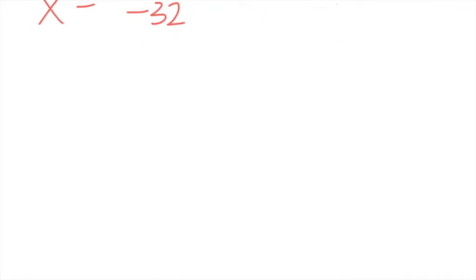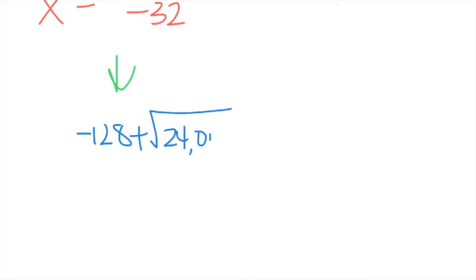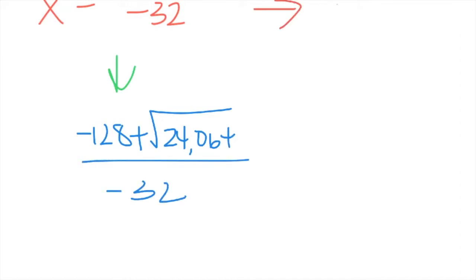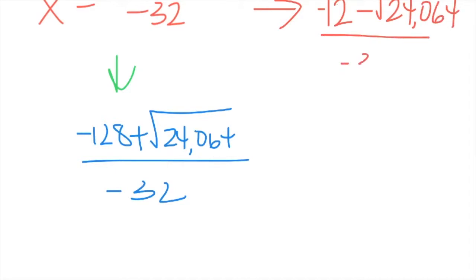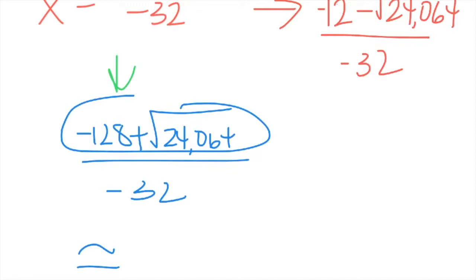Don't simplify the radicals. You have two answers. Your first one is the one with the plus: negative 128 plus the square root of this, divided by negative 32. And the other is your minus. We're going to get an approximation for this one first. We do the top first and then divide by negative 32. And I got approximately 0.8 seconds.